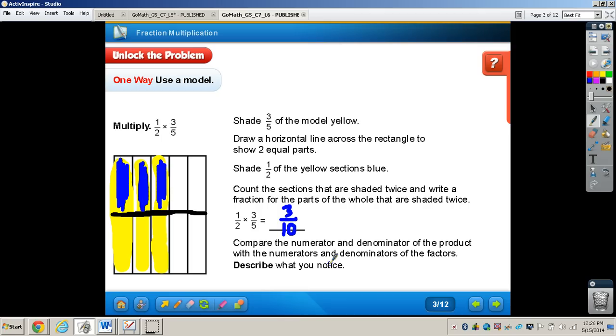It says compare the numerator and denominator of the product with the numerators and denominators of the factors. And let's talk about what we see. So we have the numerator and denominator of the product. We have 3 for the numerator, 10 for the denominator in my product, 1 and 3 for the numerators in my factors, 2 and 5 for the denominators in my factors. Now what do we see? We can see that the numerator of the answer is the product of the numerators of the factors. Okay, and also the denominator of the answer is the product of the denominators of the factors.